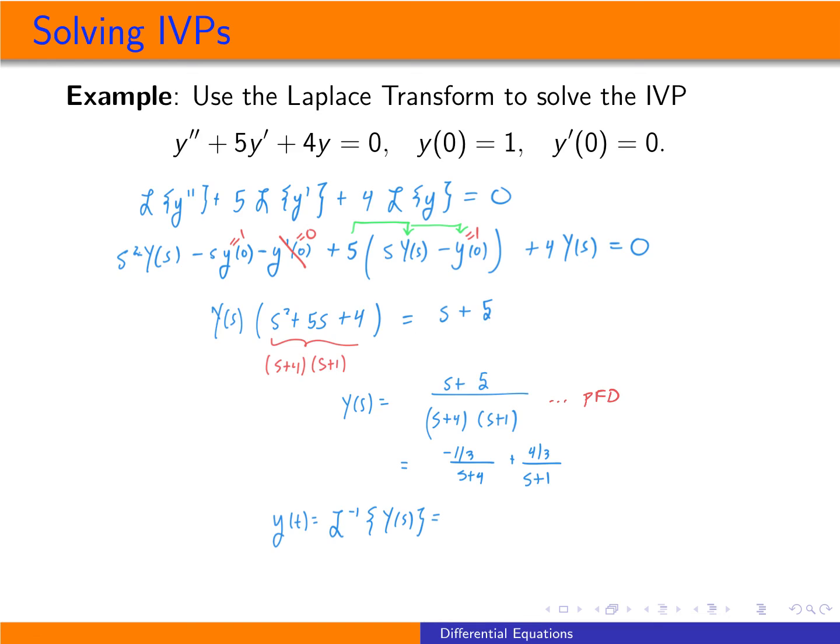And with that in mind, the solution of our equation, both of these are going to be of the form of an exponential, so e to the at. In the first case, a is minus 4, and in the second case, a is minus 1. So we would have our solution as minus 1/3 e to the minus 4t plus 4/3 e to the minus t.